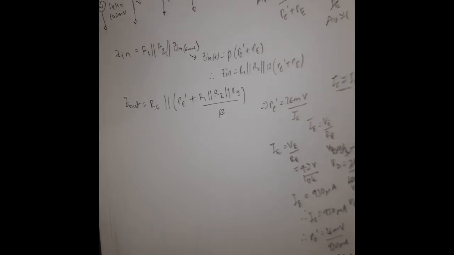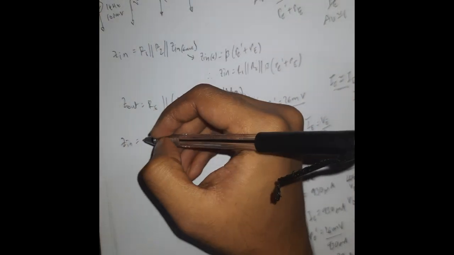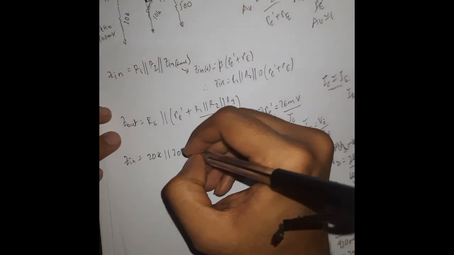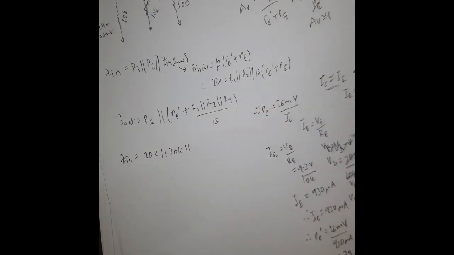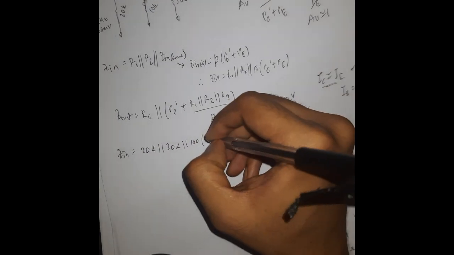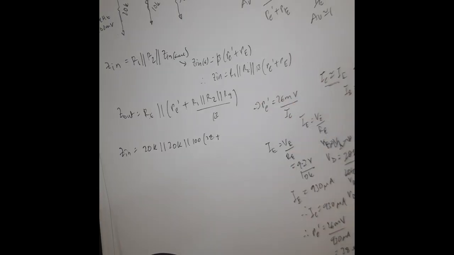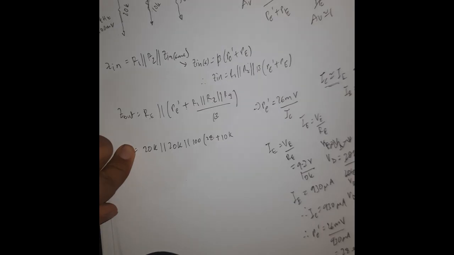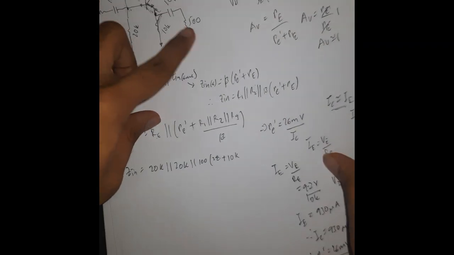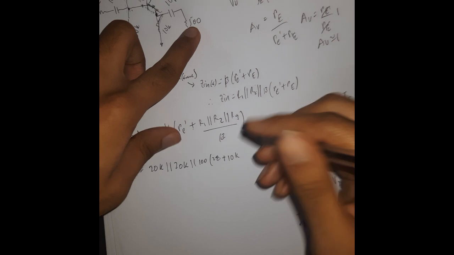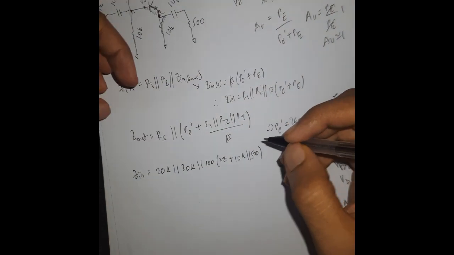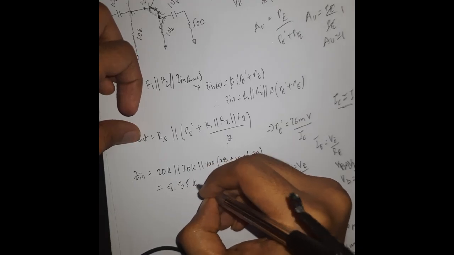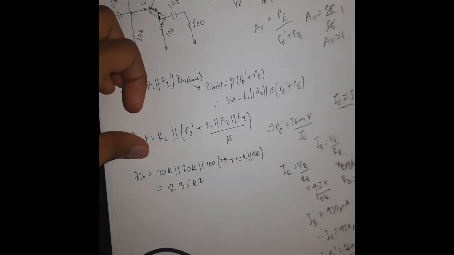Therefore, Z in is equal to 20K parallel with another 20K, parallel with beta, which is 100, times 28 plus 10K RE parallel with 500. In total we get 8.35 kilo ohms for the input impedance.